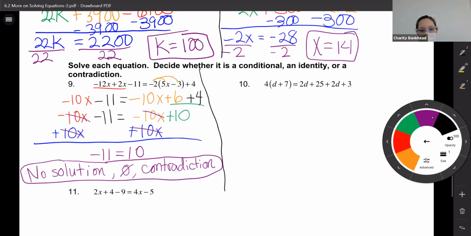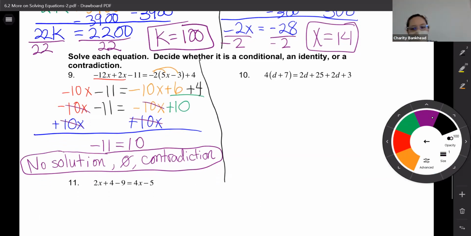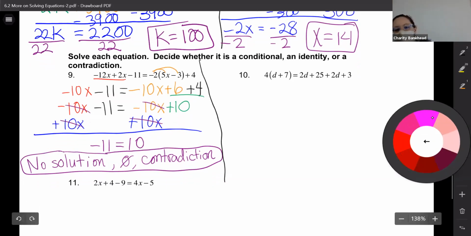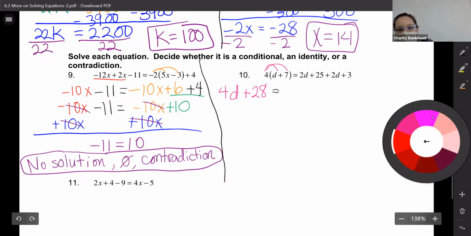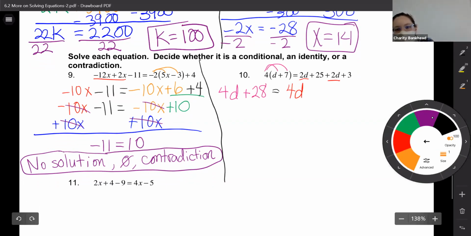Alrighty. Number 10. So start by distributing that 4. So that's 4d plus 28 equals, and then let's combine the like terms. So 2d plus 2d equals 4d, and then 25 plus 3 equals positive 28.